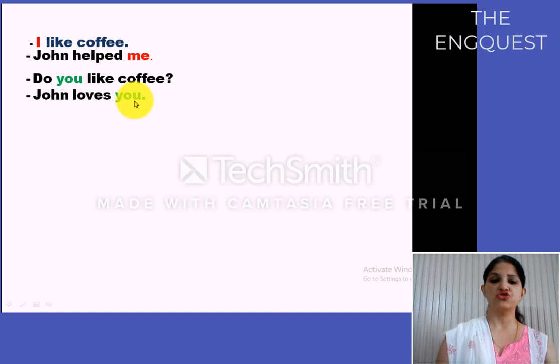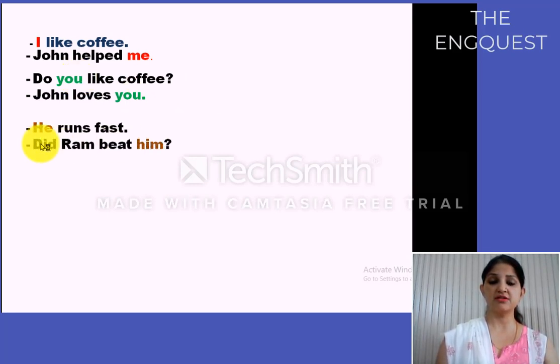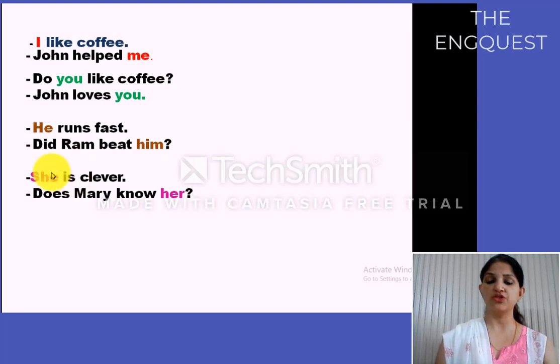In the second sentence, John loves you. So as it is in the object place, it is an object singular pronoun over here and is a personal pronoun. In the next sentence, he runs fast. He here is used for the third person and is in the subject place. That is why it is a personal pronoun, is in the singular form and used in the place of a subject. In the second sentence, you can see, did Ram beat him? So him over here is a singular pronoun, and because it is used in the place of object, he is converted to him because him is an object pronoun.